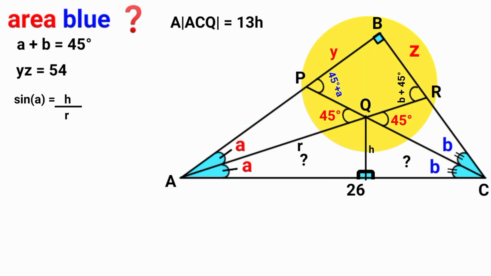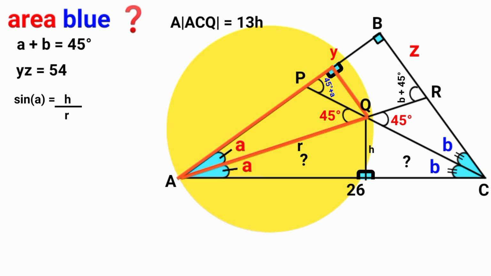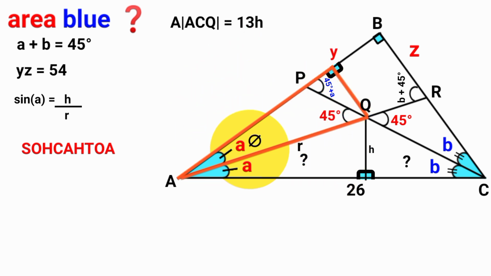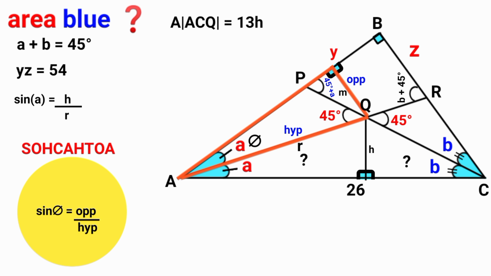Now we come here, draw a line from this point which will be perpendicular to this side. Look at this triangle. It is a right angle triangle. We can use SOHCAHTOA on it. Taking this angle as theta, there is the opposite, say m, and there is the hypotenuse. We know sin theta equal to opposite over hypotenuse. Theta is A, opposite is m, and hypotenuse is r. So sin A equal to m over r.